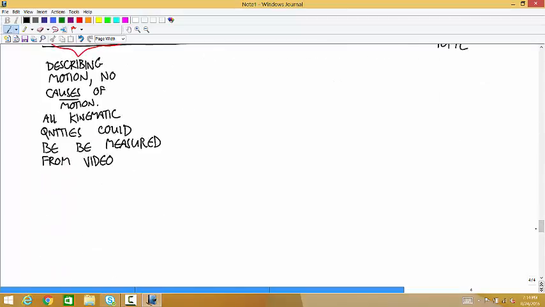So we'll be talking about position, velocity, acceleration, and time. What we won't be getting into in kinematics is force or mass or energy or momentum. That's not true. Force, energy, and mass. Okay.